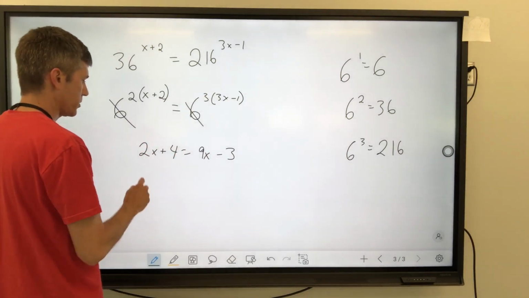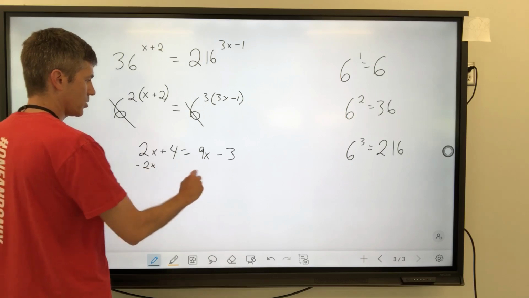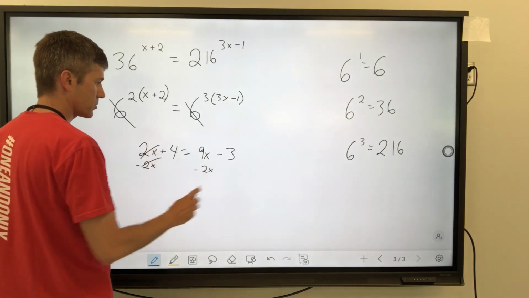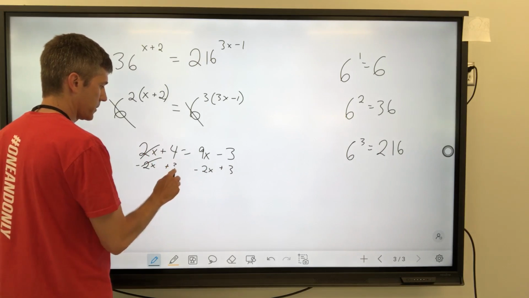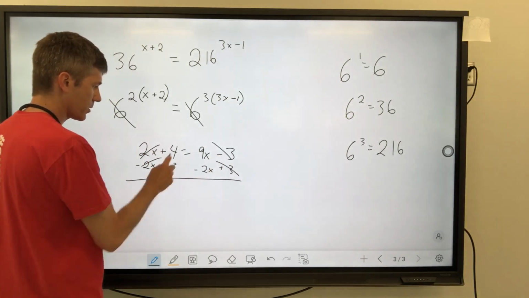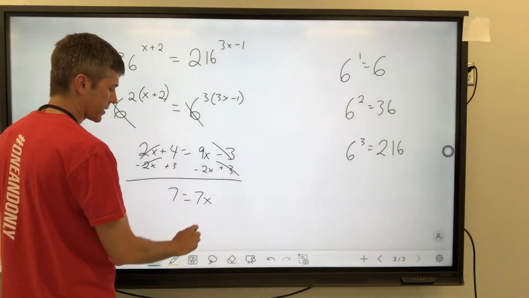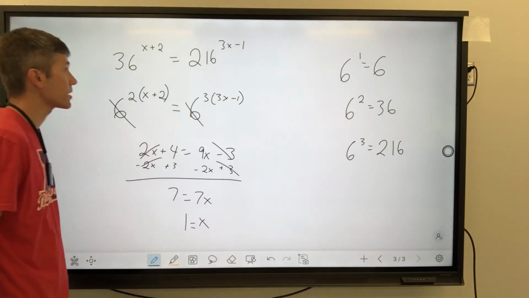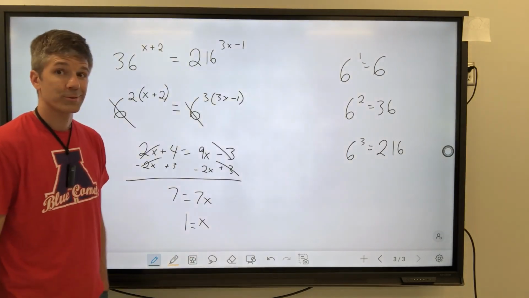Oh, this is going to turn out beautifully. We'll subtract 2x from both sides. That'll cancel those. We'll add 3 to both sides. That'll cancel those, and we are left with 7 equals 7x. I'd like to think that's obvious. Clearly not going to be any rounding error on that one. The answer is just 1.